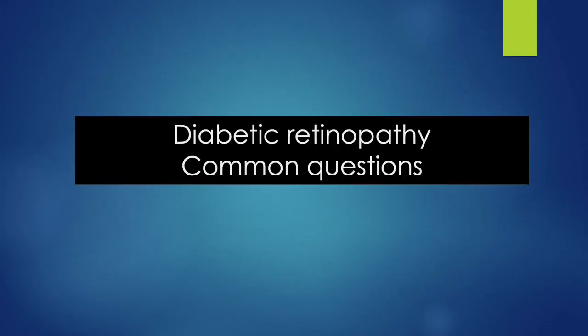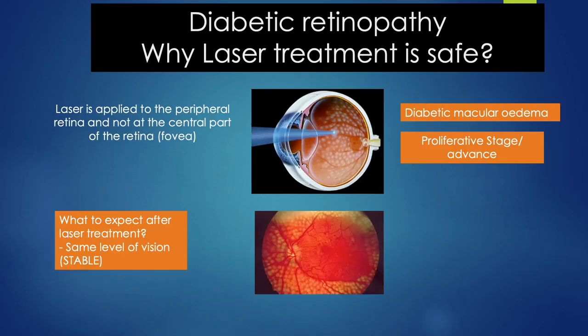What are the common questions asked by patients? What is laser treatment? Laser treatment is applied on the peripheral retina to reduce the oxygen demand in the eye. This will encourage the resolution of abnormal vessels. It takes a few weeks to come into effect and lasers are given in a few sessions.